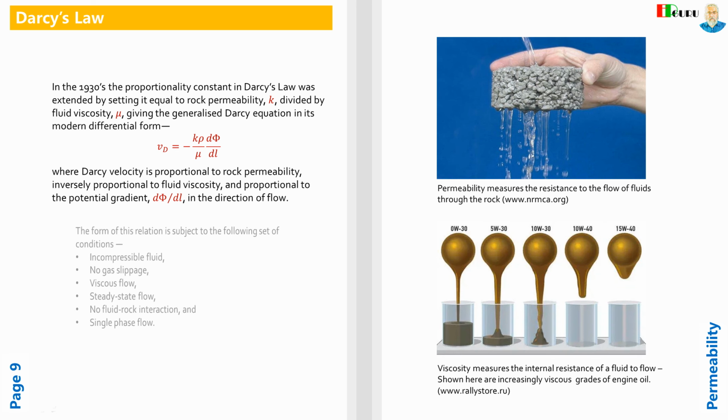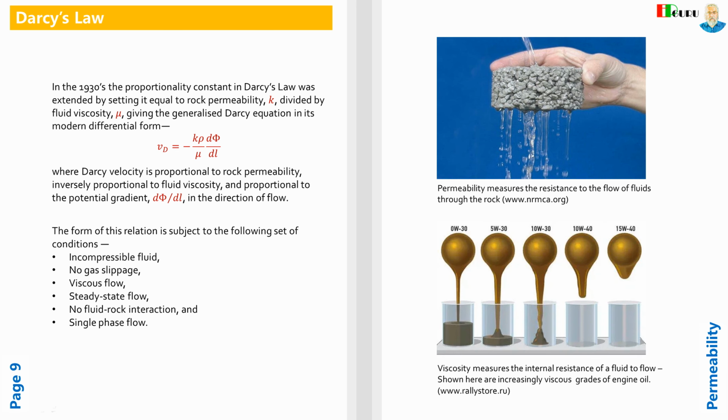The form of this relation is subject to the following set of conditions: incompressible fluid, no gas slippage, viscous flow, steady state flow, no fluid-rock interaction, and single-phase flow. In this form, permeability is intrinsic to the rock sample and, ideally, its measurement is independent of the fluid flowing through the sample.